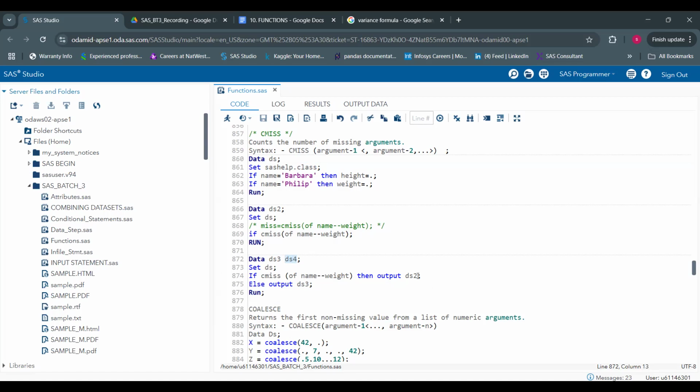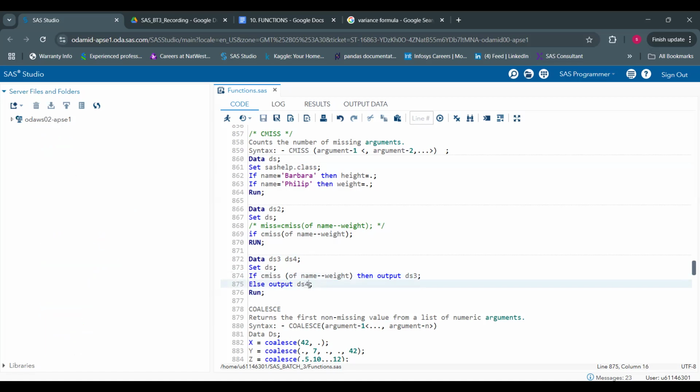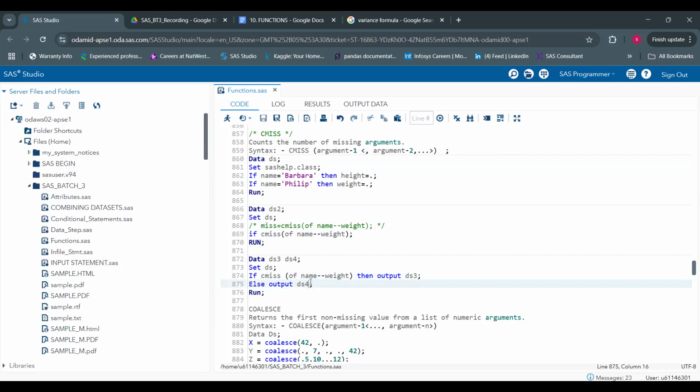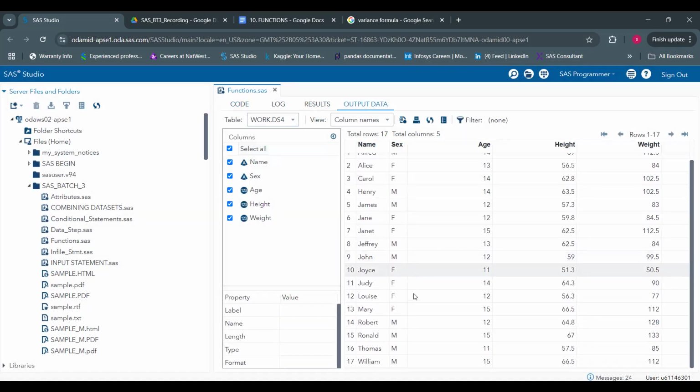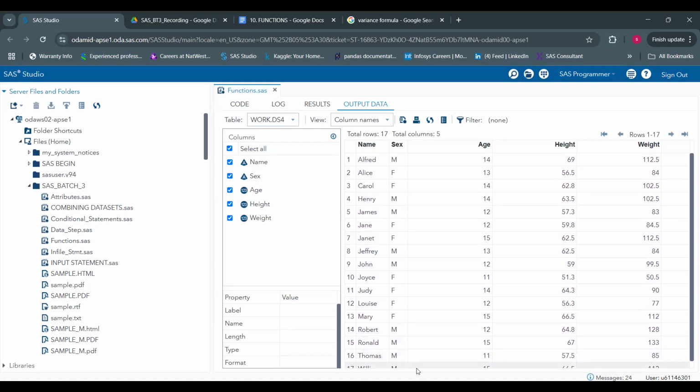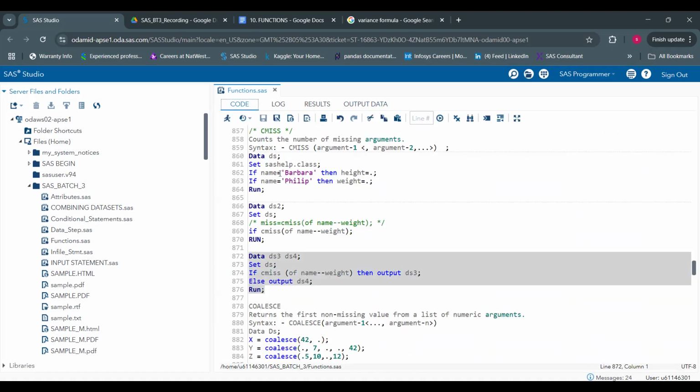It is DS3. We gave it. Now tell me how many records will be there in DS3 and DS4. In DS3, 2 records. In DS4, 17. So in DS3 we have 2 records, DS4 17. Right? All the missing values were transferred to DS3 and non-missing values were transferred to DS4.